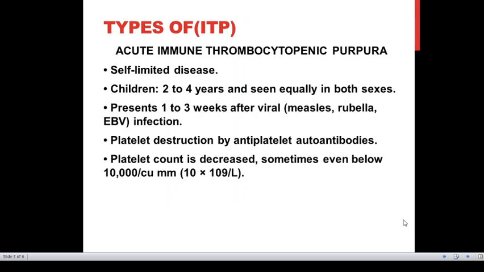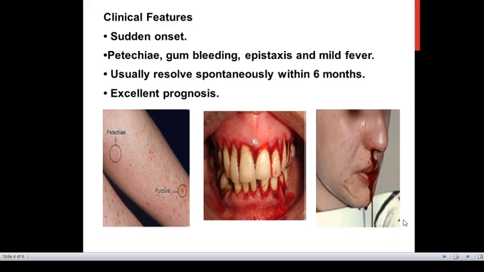So at the end of this video, I will be discussing the pathogenesis of ITP. In ITP, platelet count is decreased, and sometimes even below 10,000 per cubic mm. Now let's discuss the clinical features.